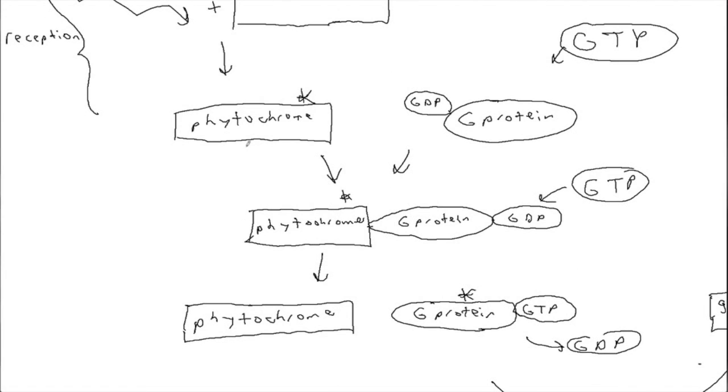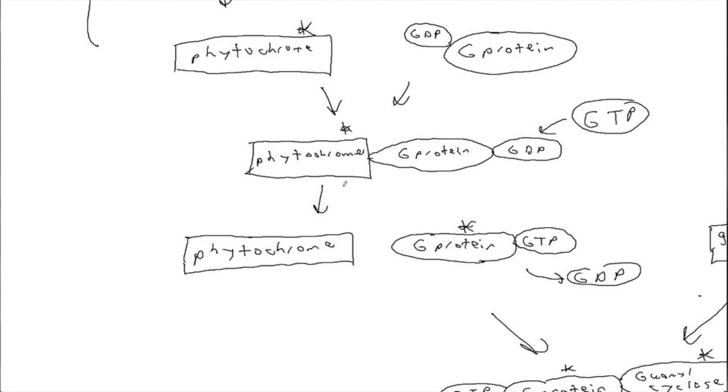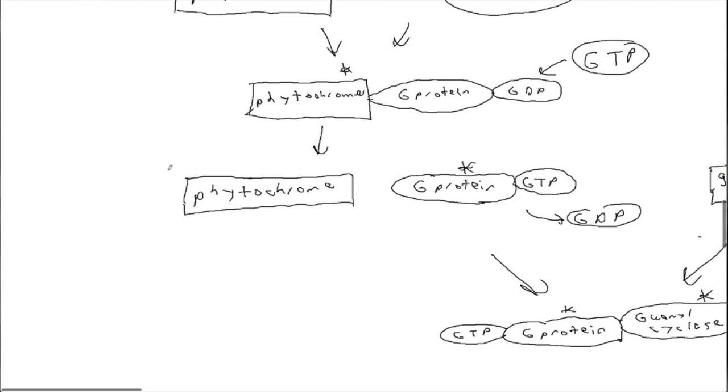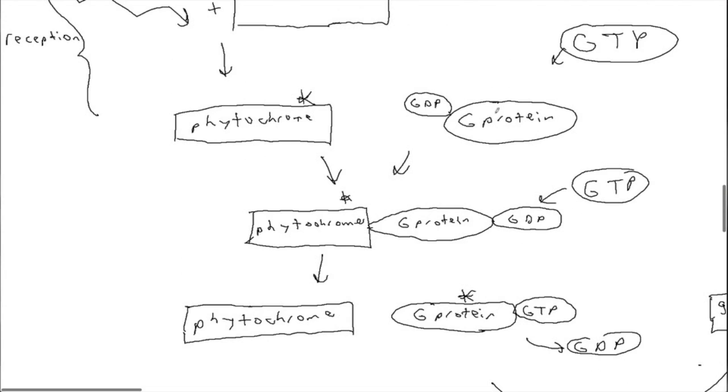And then the inactive G protein is going to attach to the activated phytochrome. And then the GDP will attach to that G protein. Now, actually, what's happening is the GDP is leaving the G protein and GTP is attaching. The GDP is already attached to the G protein, so let's clarify that.